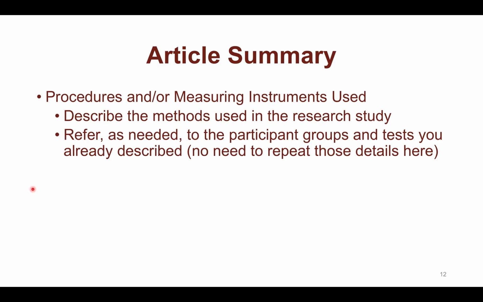Procedures and or measuring instruments used. So describe the methods used in the research study. What were the sort of step-by-step procedures they used? You don't have to go into a huge amount of detail here. Try your best to pick out the key points, the key details, and put those in your summary. You can refer back to participant groups and the tests you talked about in the earlier sections. As you've already described them, you don't need to repeat those details here. You can just name them and keep talking about them.